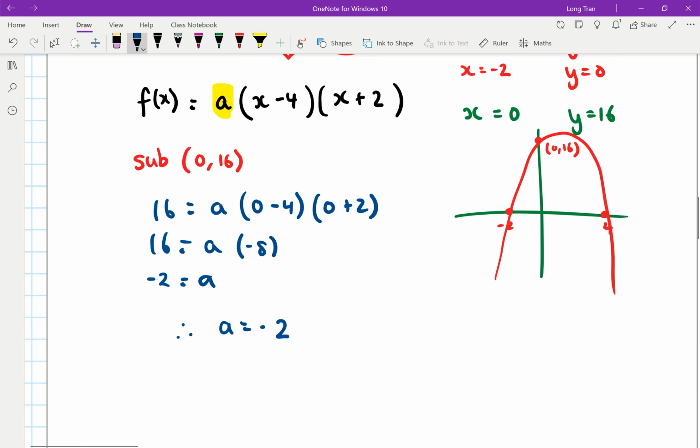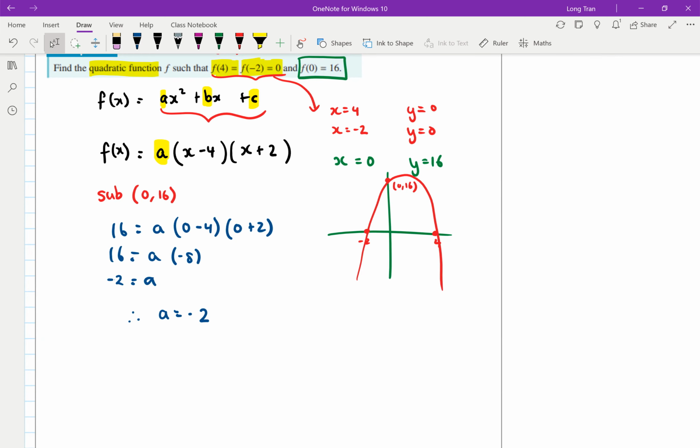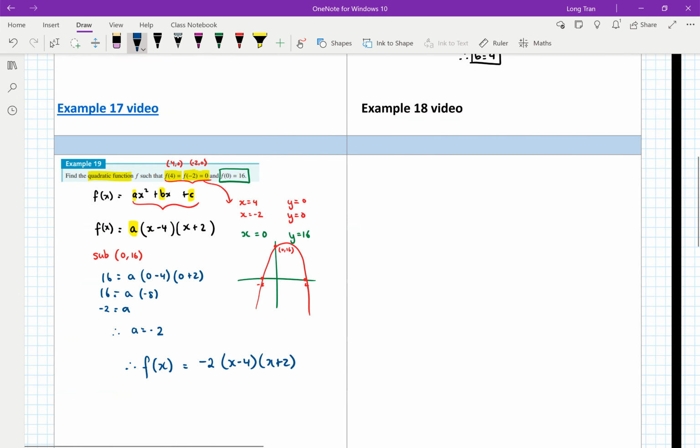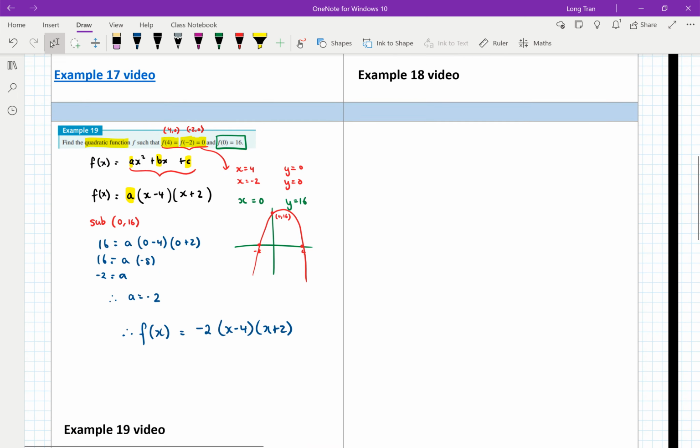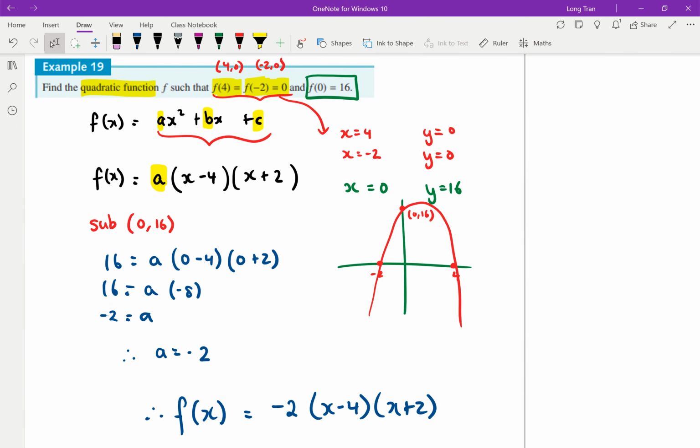And that makes sense. I told you it was meant to be negative because the graph is going to be inverted. So therefore f of x must then equal negative 2 times (x minus 4) times (x plus 2). That's the only way to get the x-intercepts at 4 and negative 2, and that's the only way it has to be a negative, and we found the dilation factor is 2 for it to cross the y-axis at (0, 16).